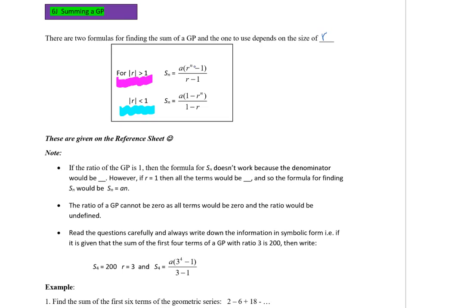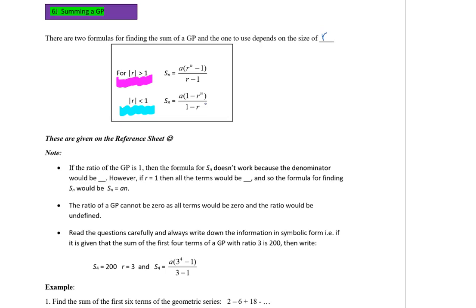There's some interesting things to note about the sum of a GP. If the ratio of the GP is 1, and I guess that's possible, unusual, but the ratio could be 1, then the formula doesn't work. Why? Because if it's 1, 1 minus 1 is 0, and we'd get a 0 here, and you can never divide by 0. Does that mean then that you can't sum a GP where the ratio is 1?